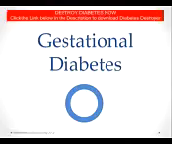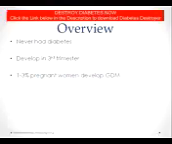I will discuss the pathophysiology, risk factors, how it presents, screening and diagnosis, treatment and management, and complications of gestational diabetes. Gestational diabetes is defined as new onset diabetes in a pregnant woman who never had diabetes. It usually develops in the third trimester of pregnancy, and 1 to 3% of pregnant women develop gestational diabetes mellitus.